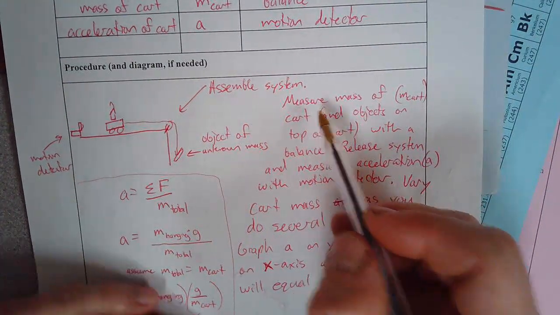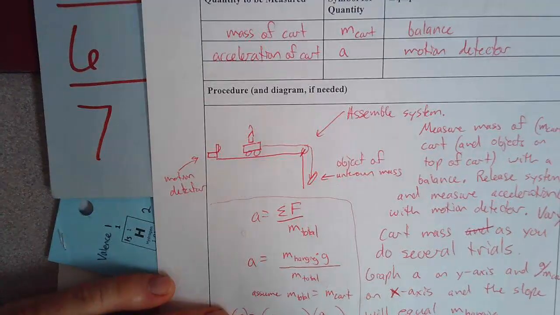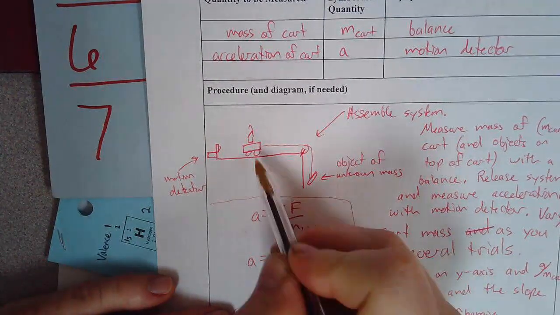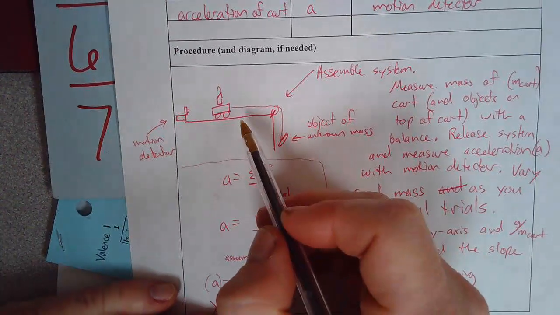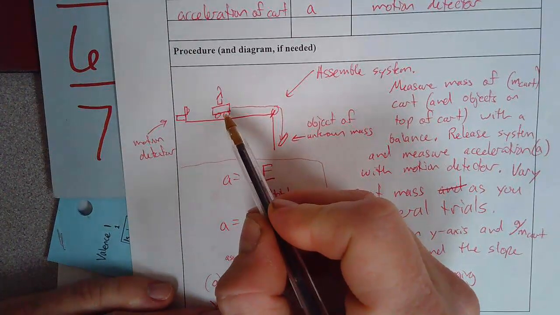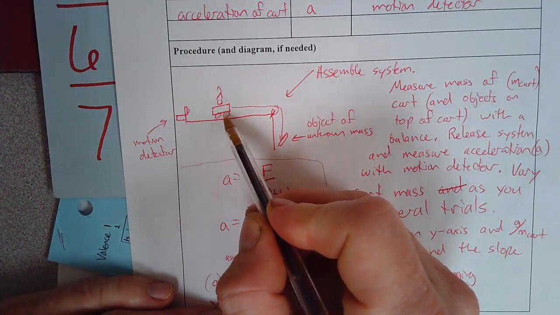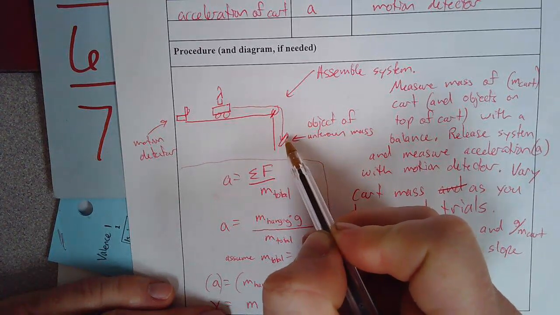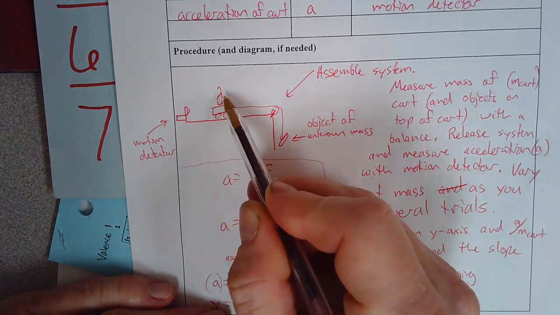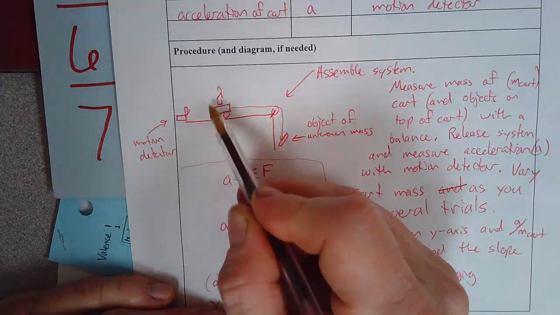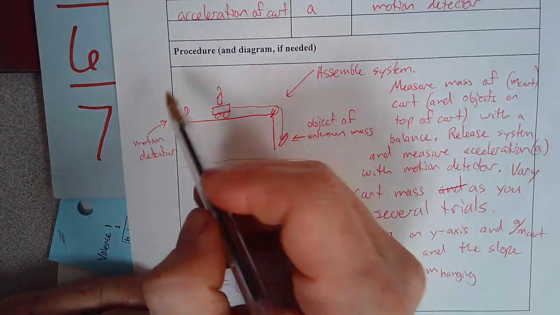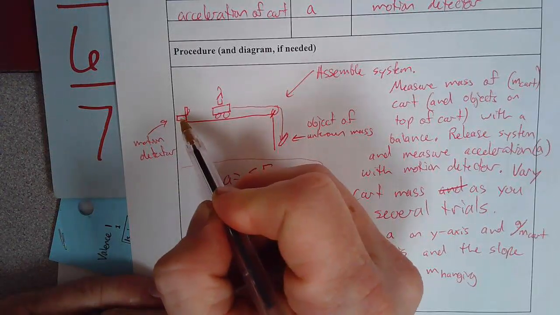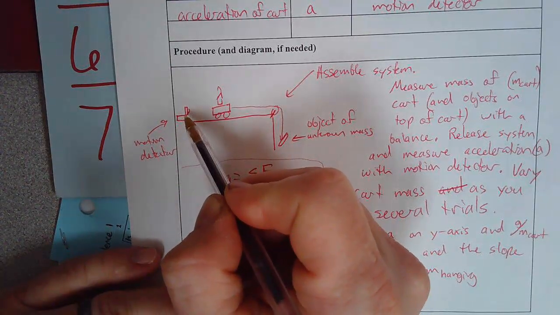So what I said here, and by the way, this is the thing that I gave you. There are some constraints on this system. I said, okay, you can have a cart and a string and tie it to an object of unknown mass, and you can add masses to the top of the cart. You can measure the mass of your stuff with the balance, and you can measure the acceleration with the motion detector.